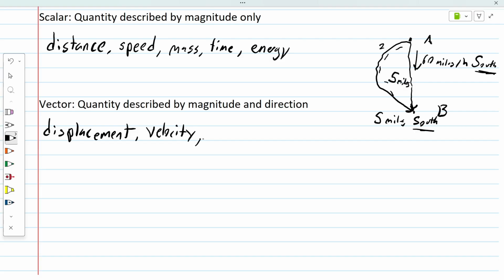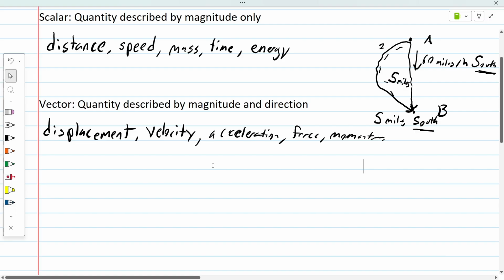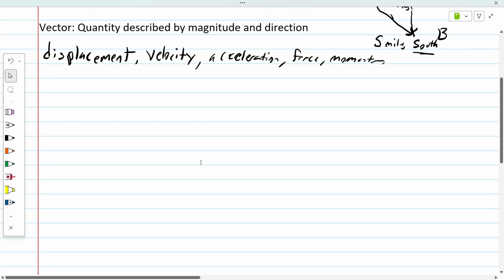Other vectors we'll talk about are acceleration, force, or momentum. And we'll talk more about these throughout the different units. But these are things we'll see throughout the class and throughout your time in physics. So it's important to know what's a vector, what's a scalar, and the differences between them.